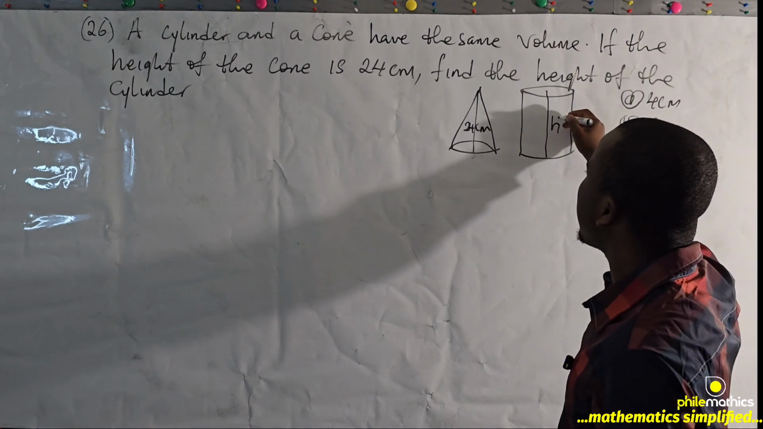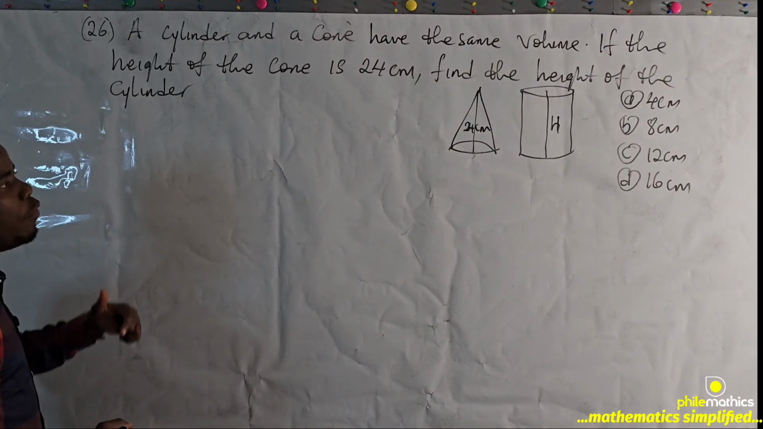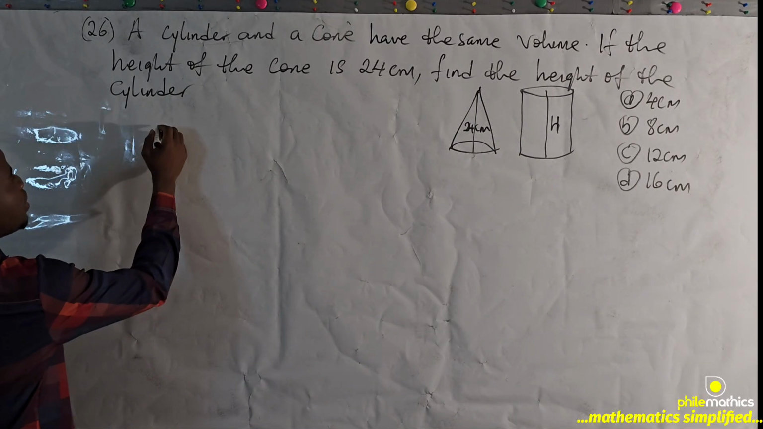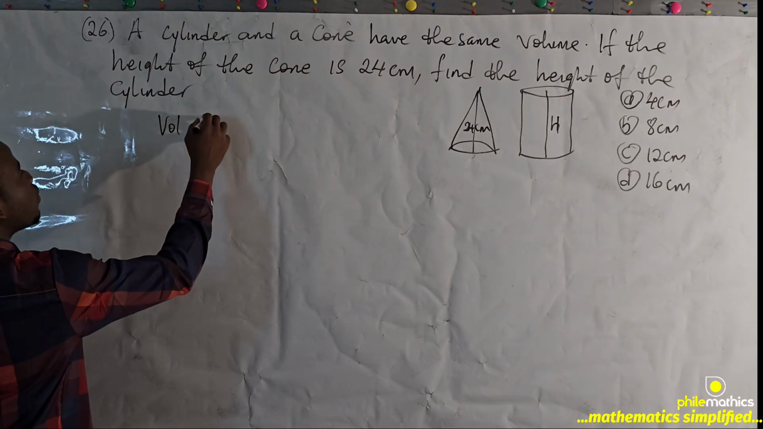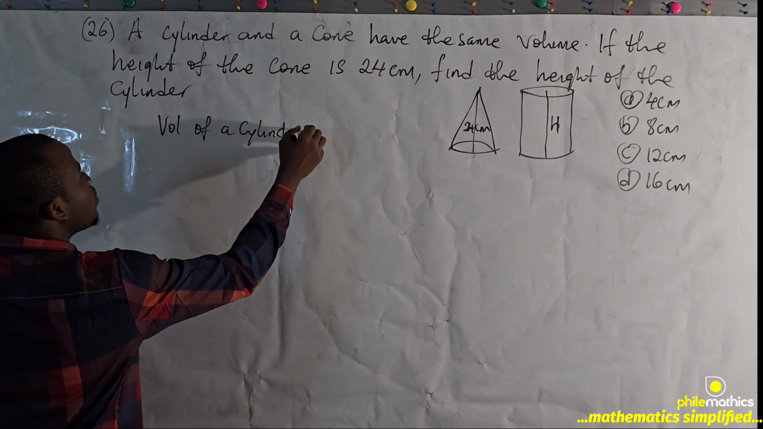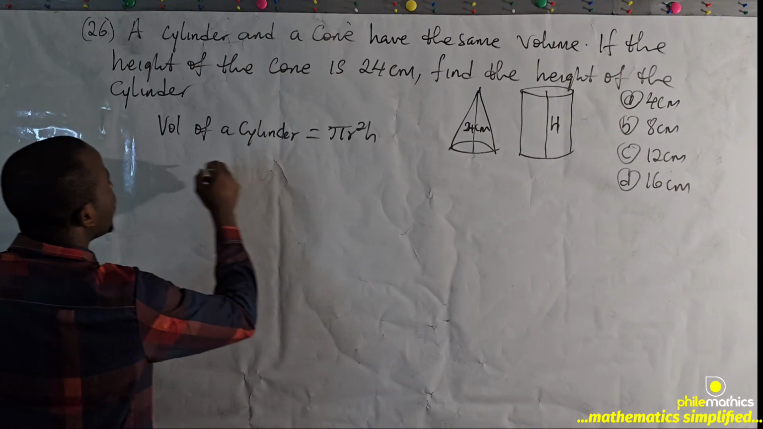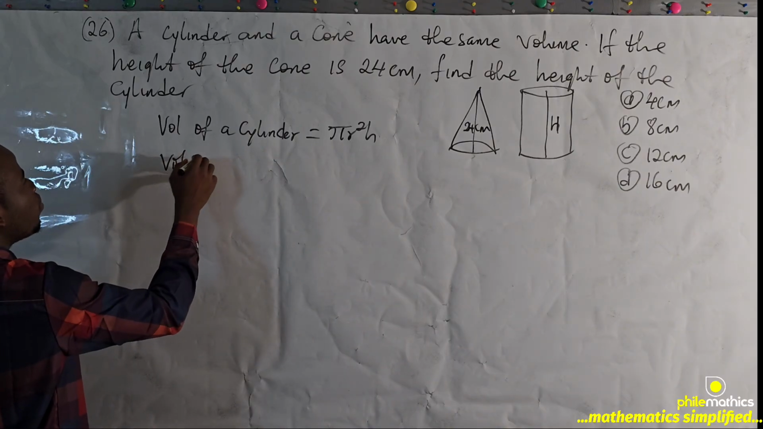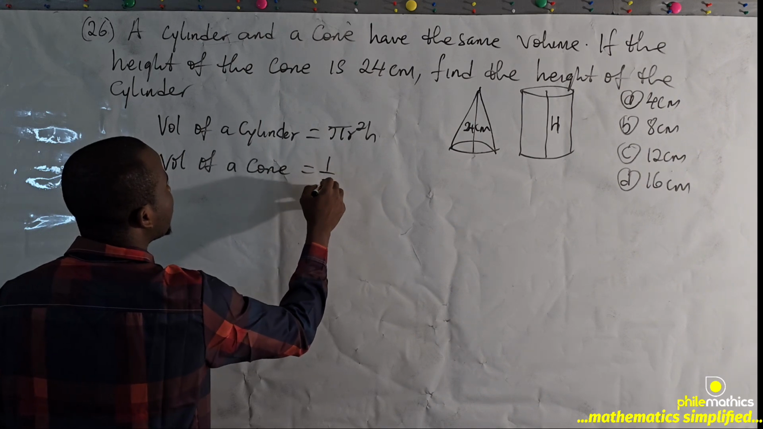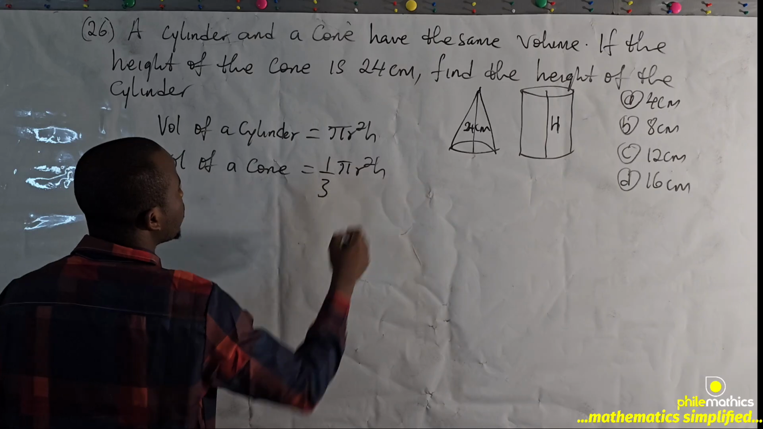So let the height of the cylinder be capital H. Since they have the same volume, you want to record the volume of a cylinder and volume of a cone. Volume of a cylinder is pi r squared H, and volume of a cone is 1/3 the volume of the cylinder, 1/3 pi r squared H.